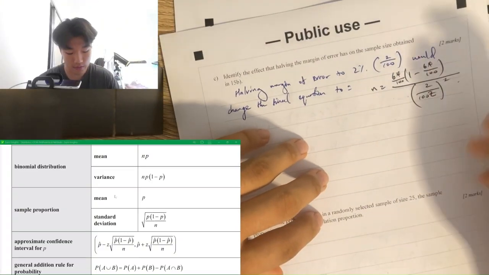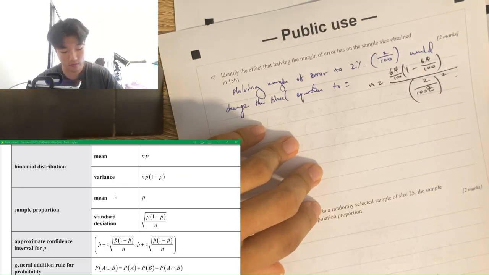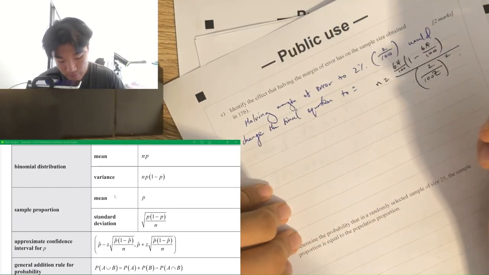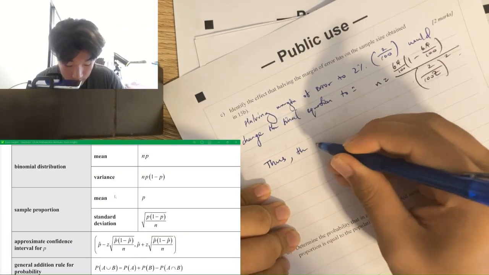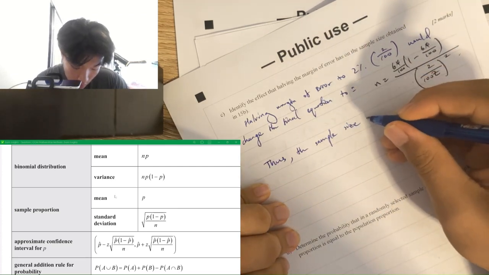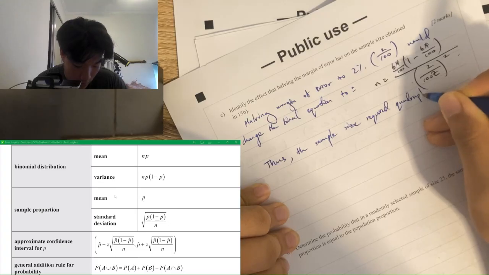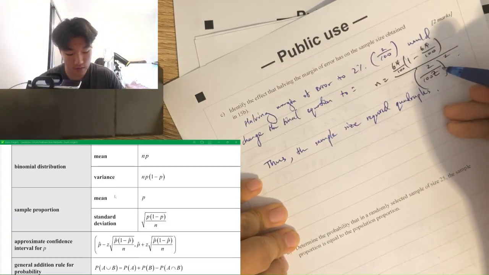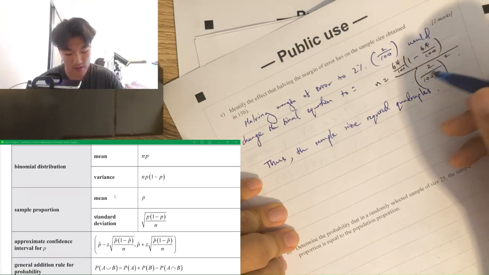In this case, it's halved. So this actually divides by 4, right? So thus the sample size required quadruples, because now you're dividing it by a smaller number. So it's inversely proportional. It's inverse square. It has an inverse square proportionality.